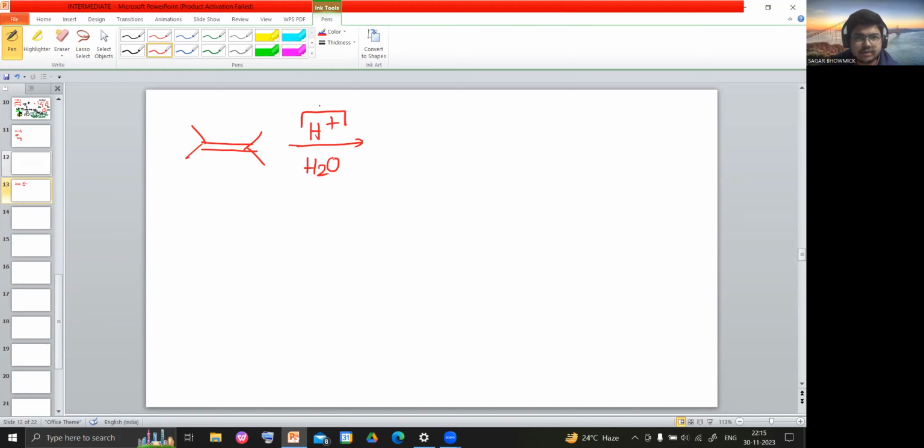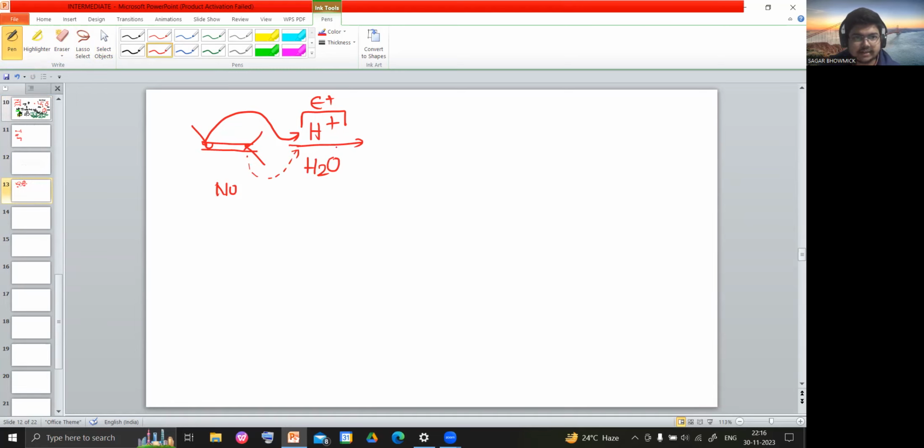This H plus has a positive charge, so this is the electrophile, and this system has a pi electron cloud, so this is the nucleophile. The nucleophile attacks the electrophile, so this pi bond will attack the electrophile from this carbon or this carbon. Suppose this is attacking. If I take some unsymmetrical system for better understanding, this is our alkene. From the left center, this nucleophile can attack H plus, or another possibility is that from the right center it can attack.